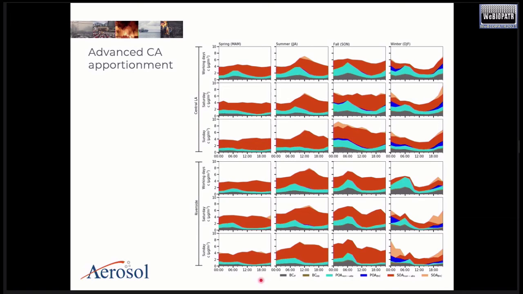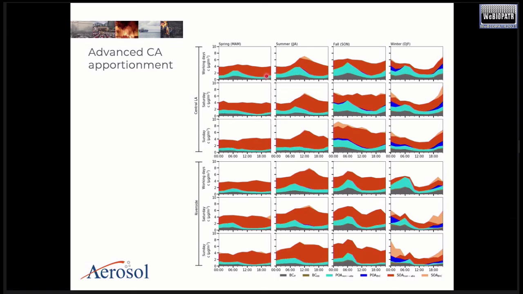Looking firstly at the central LA sampling site, at the black carbon from fossil fuel and the primary organic aerosol that are non-absorbing, you can see that they have a similar pattern. It's not dependent on seasons. The main source is, of course, fossil fuel traffic, and in the morning there is a traffic peak. That's why the concentrations go up.